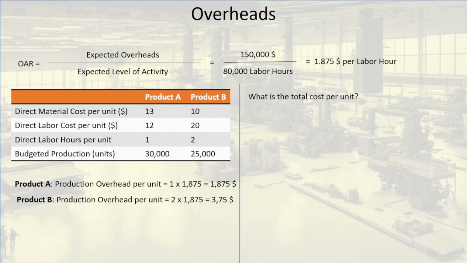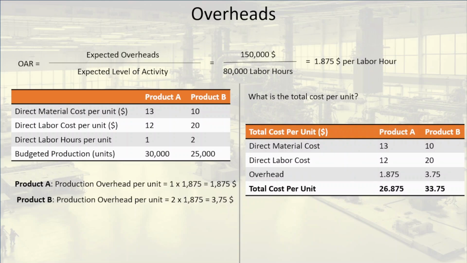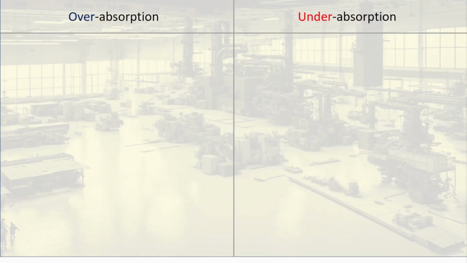Now the process is much easier because we have to aggregate the direct material cost, the direct labor cost and the overhead for each product, and the total cost per unit is $27 for product A and $34 for product B. As we discussed before, the overhead absorption rate is a useful tool for calculating the production overheads per unit.